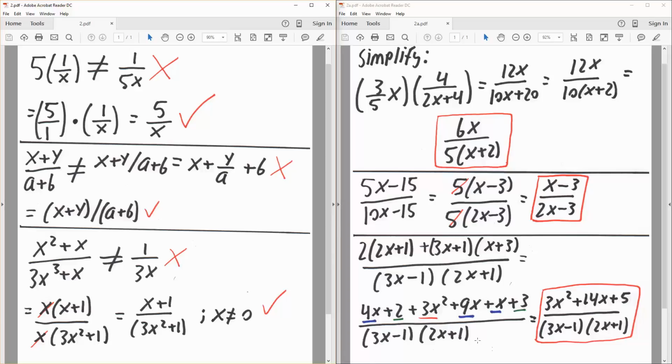And next we will match our terms. So 3x squared, there's no other x squared, so we write 3x squared. We have 9x, x, and 4x. So we add that up. So 9x plus x is 10x, plus 4x is 14x. And then we do plus 3 plus 2 is 5, divided by our denominator.